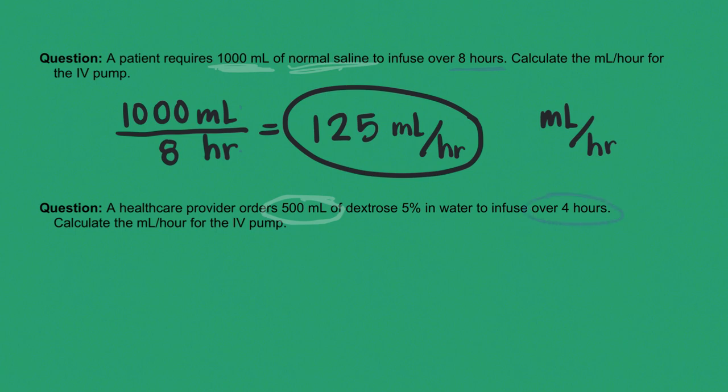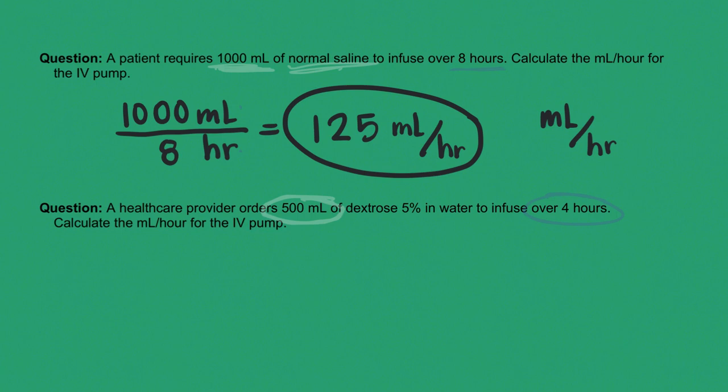You see here a 5%. Don't let that 5% confuse you like you need to do something with that number. You just need to look for the volume over the time. That 5% is referring to the amount of dextrose that's in that water in the IV bag. So you don't need to do anything with that number in this question. This question's just asking milliliters per hour.